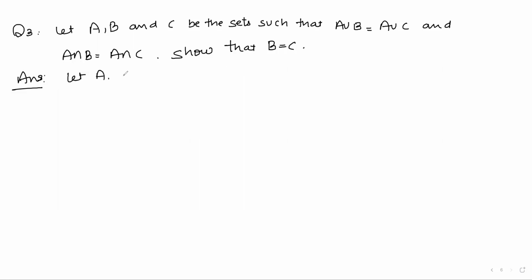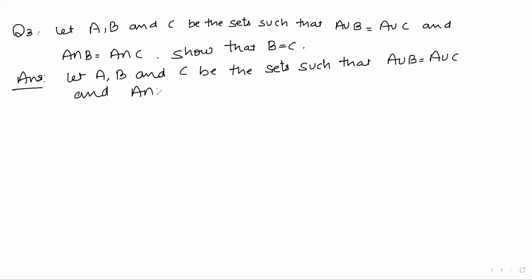Let A, B, and C be sets such that A union B is equal to A union C and A intersection B is equal to A intersection C. So we have assumed this one and this one. Now, what do we need to show? To show B is equal to C.